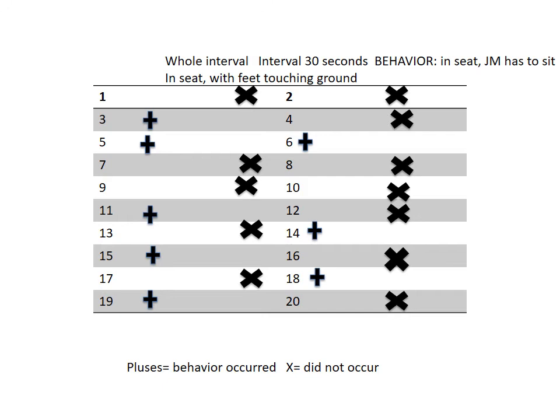If you do that, make sure that the mark that you're doing for an interval where the actual behavior occurred looks different. So here I use a plus. So on this example chart, pluses equal the behavior occurred, X means it did not occur. So remember, for me to mark that plus, the behavior would have had to have occurred through the whole 30-second interval. So JM was in his seat for the whole 30 seconds in interval 3.